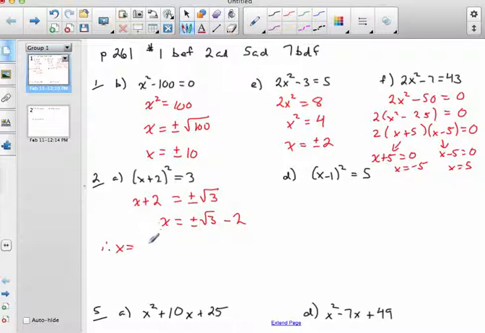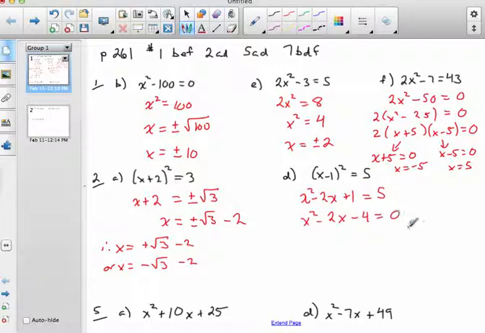Therefore, x is equal to either positive square root of 3, you don't really need to write the positive, minus 2, or x is equal to negative square root of 3 minus 2. And those are your two answers. This way, I'll do the long way. I'm going to square this, so I get x squared minus 2x plus 1 is equal to 5. x squared minus 2x minus 4 is equal to 0.